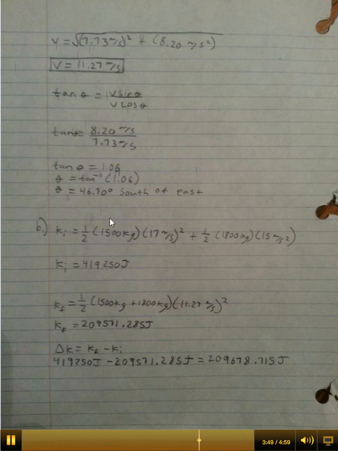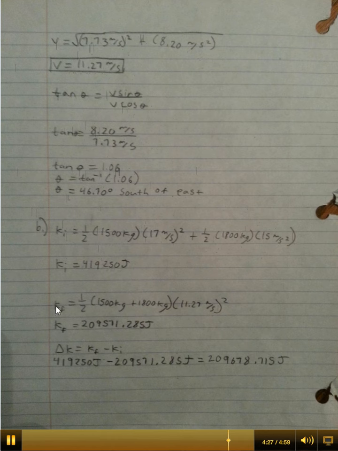Now for part B, they want to find how much kinetic energy was converted to another form during the collision. So we know that the initial kinetic energy of the system is this, because we use the formula 1/2 times mass times v squared, and we can use that to get the kinetic energy of the system as a whole, because this is the energy for the car going east, and this is for the car going south.